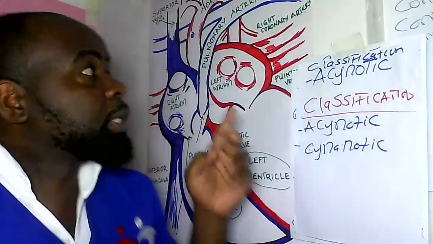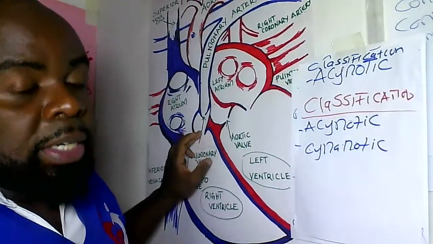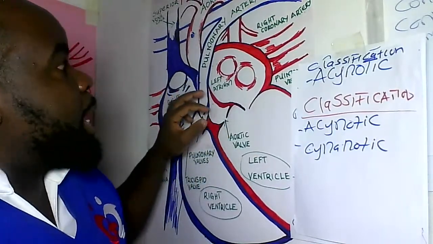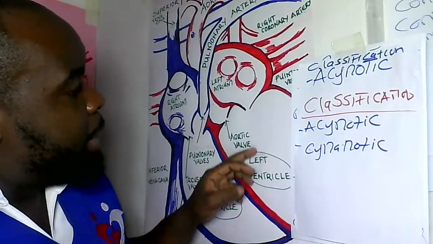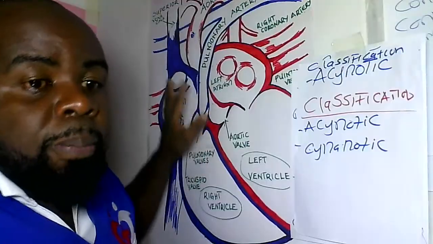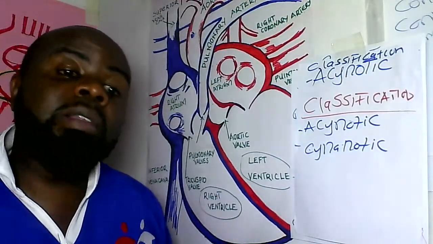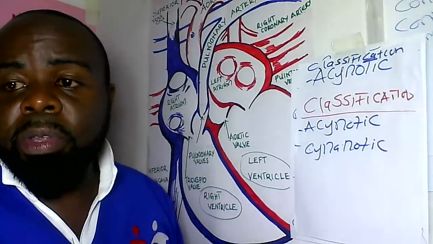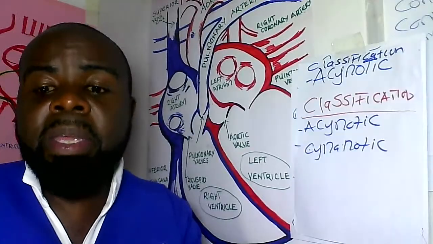Remember, this one, the aorta, is taking deoxygenated blood to the body. And then the pulmonary artery is still taking blood from the left atrium going back to the lungs. So blood is mixing up. Deoxygenated blood is mixing up with oxygenated blood. You see, this is a very bad condition that a baby is born with.